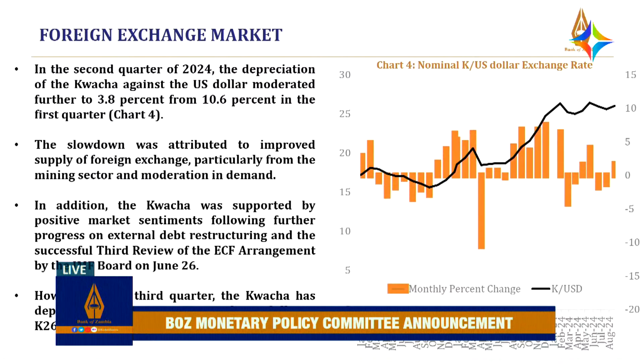The slowdown that we observed was attributed to improved supply of foreign exchange, particularly from the mining sector, and moderation in demand. The moderation in demand may be attributed to the measures that I referred to that we took to organize the foreign exchange market better. Here you recall that we made some changes to the trading arrangements in the interbank market, so that those who want to sell or buy $1 million should take the board rates as given. It's only those who have larger amounts, who are wholesalers, who can move the exchange rate.